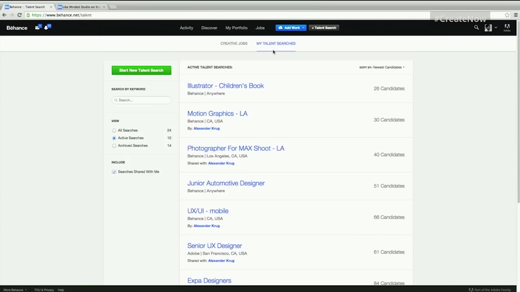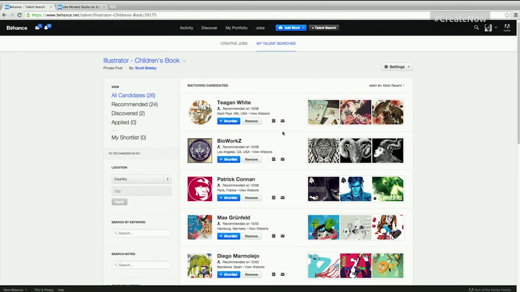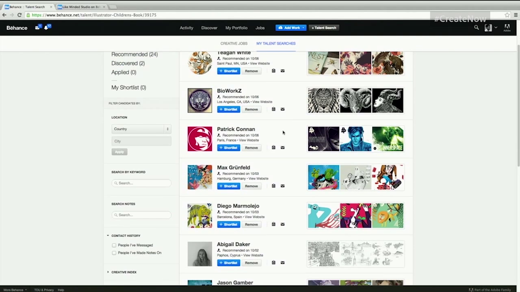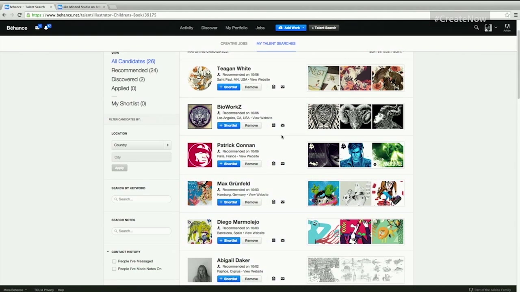I'm running a bunch of fun searches here to test out the product, including one for an illustrator for a children's book I'd love to write someday. So I'm going to jump into that search. And you'll see I'm seeing a lot of the candidates that are being recommended to me by the system. The system is cleverly giving me different types of illustrators I may want to consider working with, as well as people that are discovered by me using all sorts of premium tools that I get as a talent searcher, and those that apply to the opportunity if I make it a public posting.